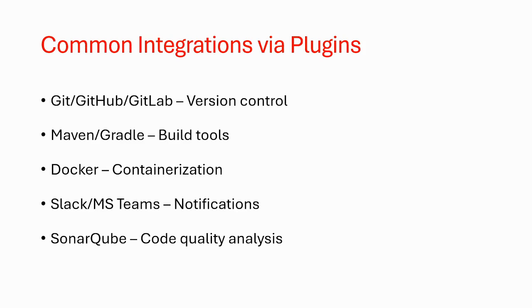These are the common integration plugins used in each stage. For version control, Git, GitHub or GitLab plugins are used. For the build tool, Maven or Gradle. For containerization, Docker. For notification purposes, either Slack or MS Teams is used. To check the code quality, SonarQube plugins are used. Thank you.